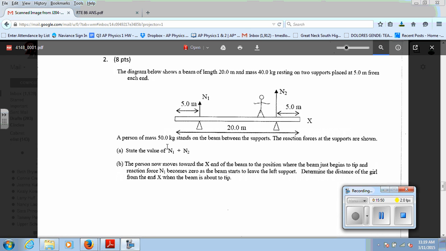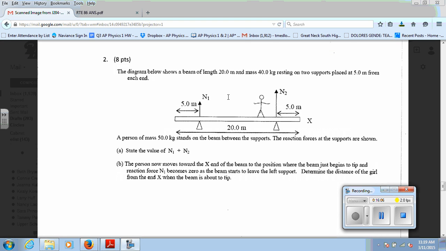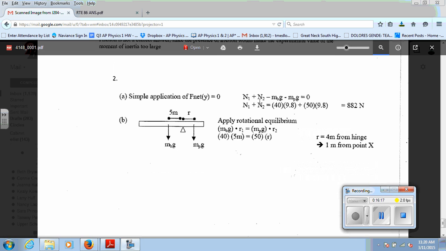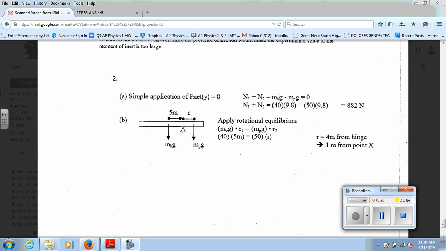Finally, this last free response, we're supposed to state why N1 plus N2, which are the normal forces of the two hinges here, the little support beams or whatever you want to call them, what are they? And that's just a very simple thing, because before we even think about rotational motion, we know the net force in the y direction has to be 0. So the weight of the guy plus the weight of the beam has to be equal to N2 and N1 combined, and that's all that was simply asking. So N1 plus N2 up minus the weight of the person and the beam has to equal 0. It simply means that the two weights down must equal the sum of the two supports up, which turned out to be 882 newtons.